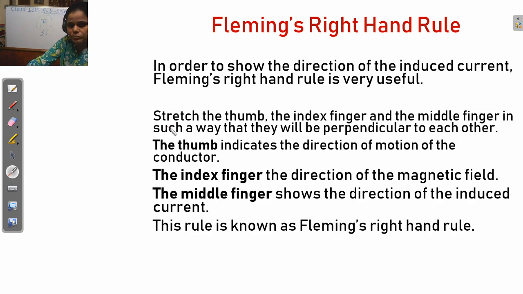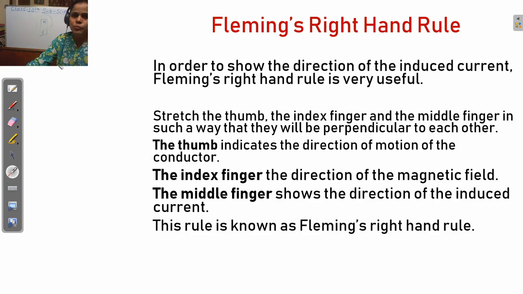So just see, stretch your thumb. This rule is Fleming's right hand rule. So stretch your right hand thumb, index finger and middle finger. Understand? These fingers are perpendicular to each other, and in this case the thumb is the direction of the force. The index finger is the direction of the field, and the middle finger is the direction of the induced current.